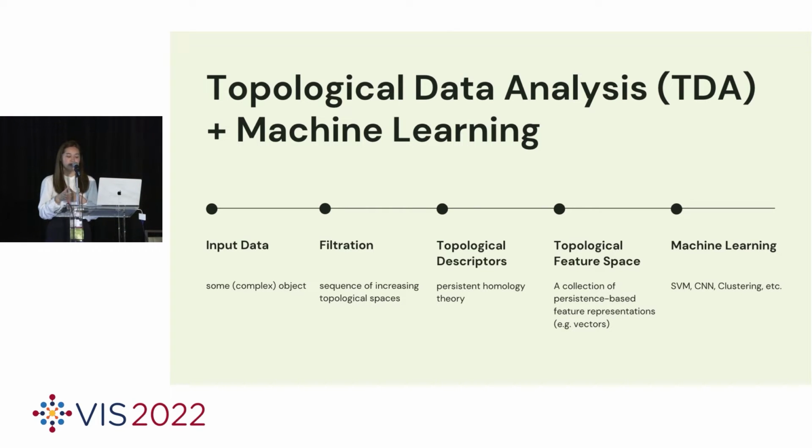The next step is to get a topological feature space, which is mapping the topological descriptors into a feature space, like vectors. Then you can use those representations as input to any type of your favorite machine learning task.